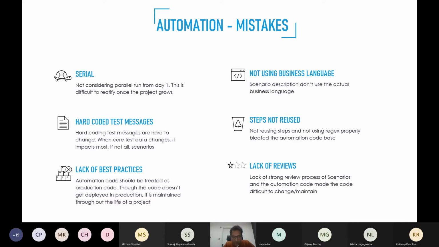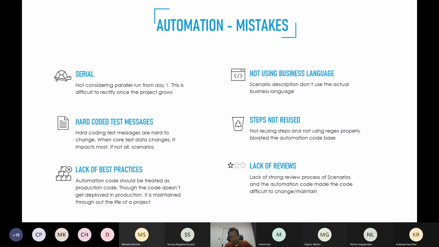And finally, lack of reviews. Again, when the automation code is done, it's not treated like production code. So as a result, there is no proper review. People write however they feel like, generally not of a high standard. As a result, the maintenance suffers quite a lot. So these are the automation mistakes you can avoid.